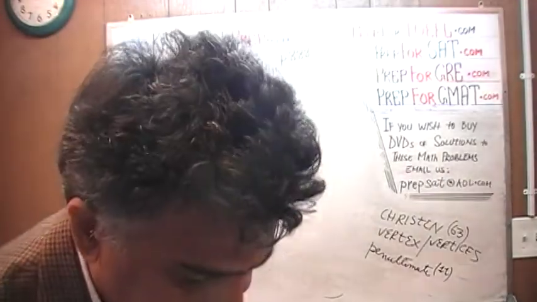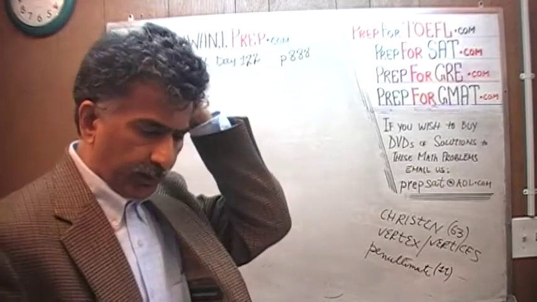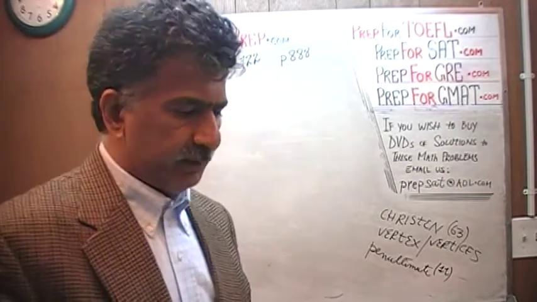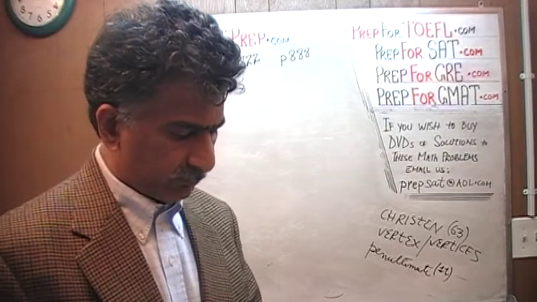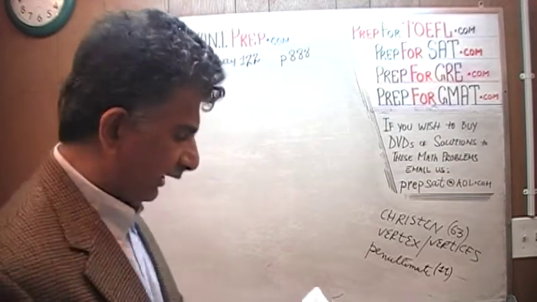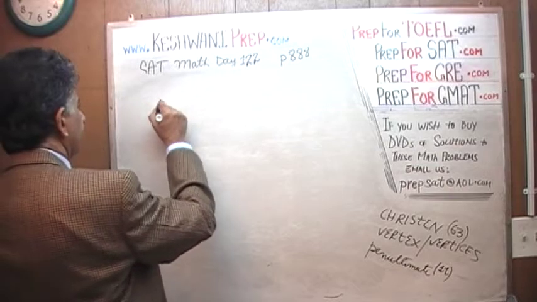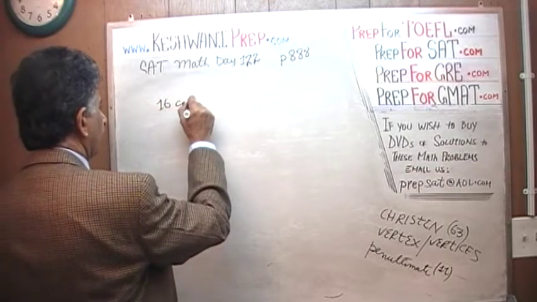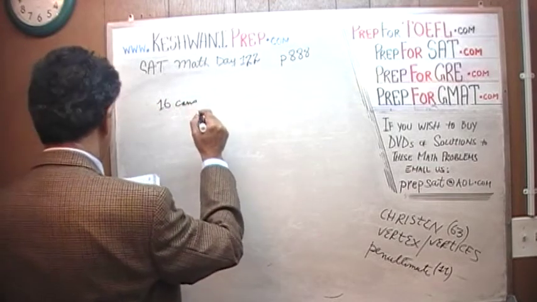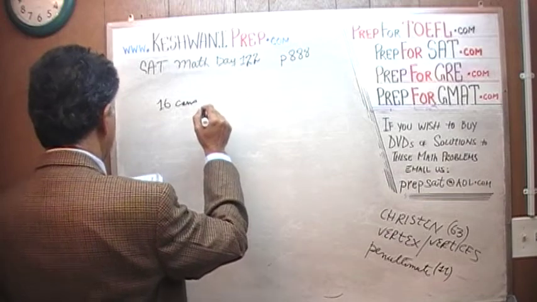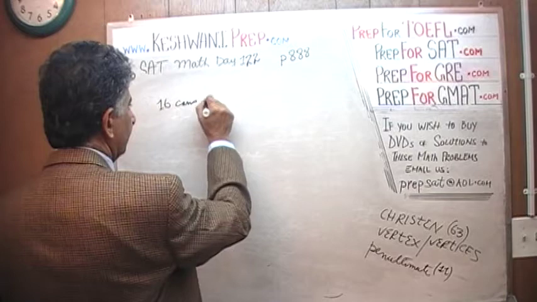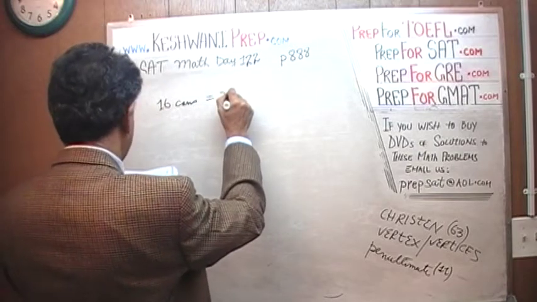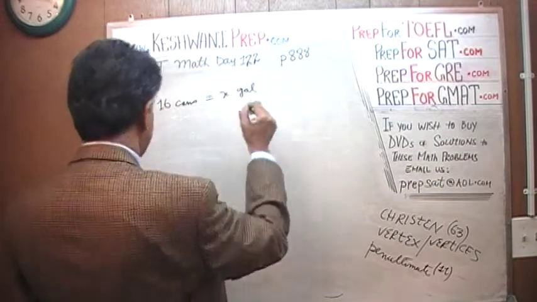Number 7. Ahmed has containers of 2 different sizes. The total capacity of 16 containers of one size is x gallon. So 16 containers, I'm just going to call them cans, 16 cans of one size. This is their total capacity. So 16 cans are x gallons.